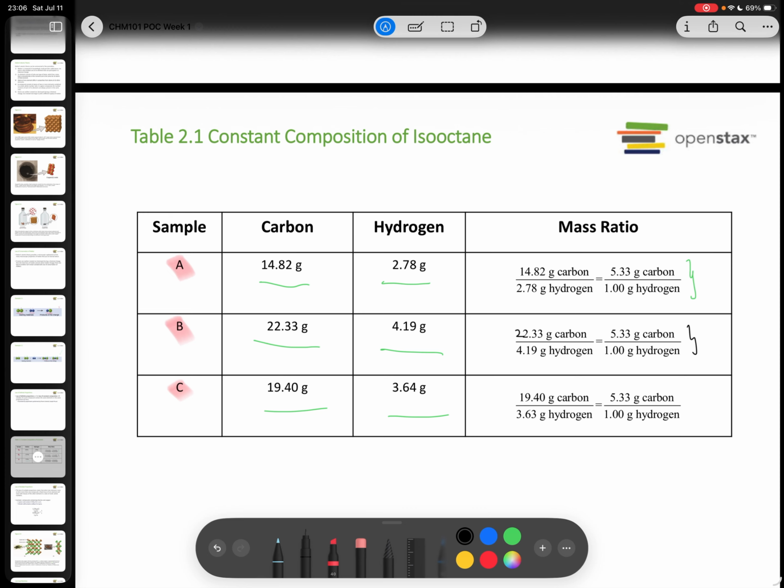So, ganun din yung sa sample C, no? Pag tinry nyo, same pa din yung kanilang mass ratio. So this is an example of law of definite proportions, okay?